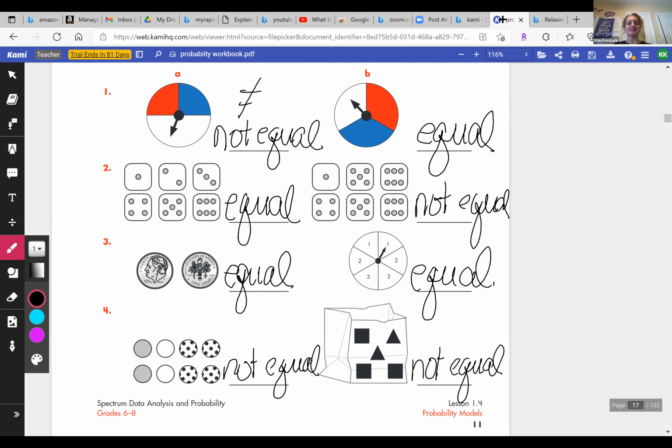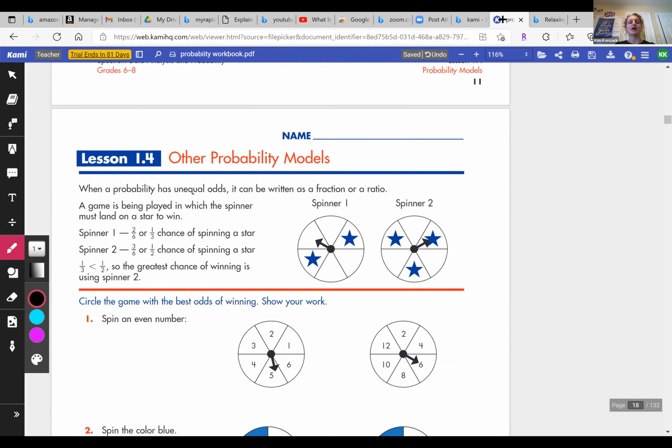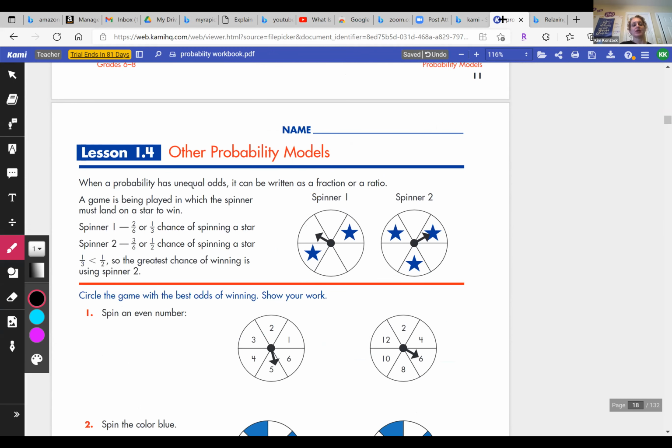Okay, so that makes sense. All right. And again, it says unequal odds, right? That's the chances of that event occurring. So unequal odds can be written as a fraction, which we've been doing. Nothing changed. So on the right here, you see spinner 1 and spinner 2.